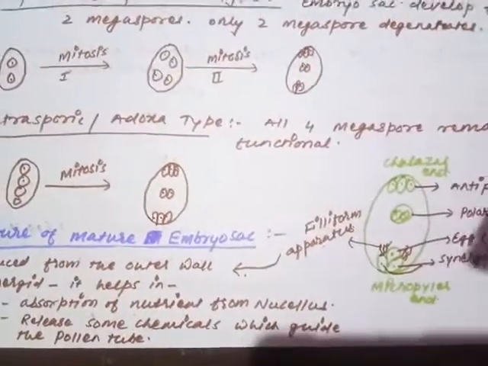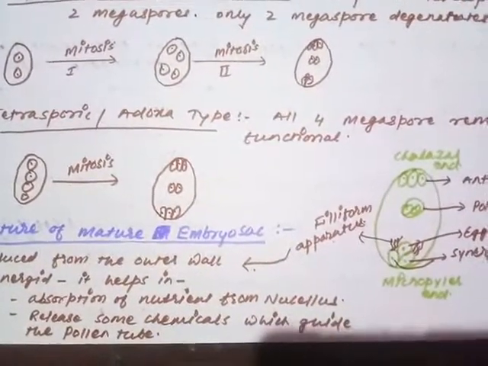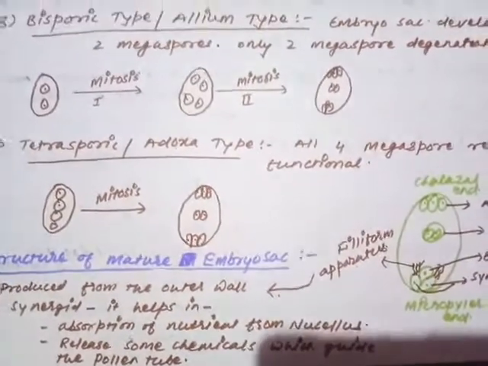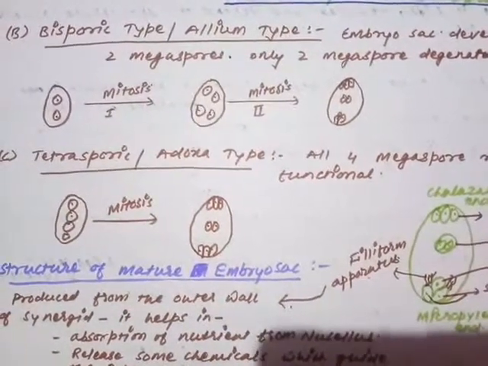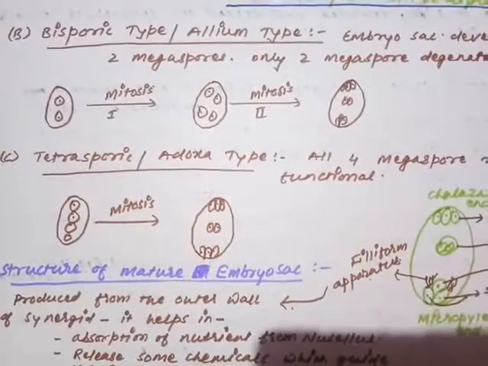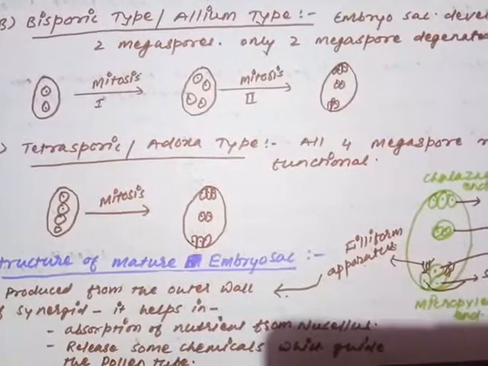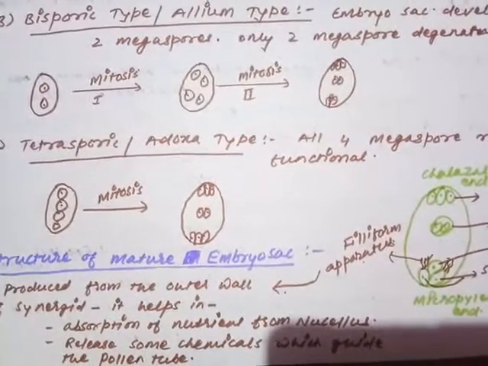So 2-3 questions are there. The first question: how many types of development are there? There are 3 basic types of development: monosporic, bisporic and tetrasporic. And why is this referred to as 7-celled 8-nucleate, I just told you.